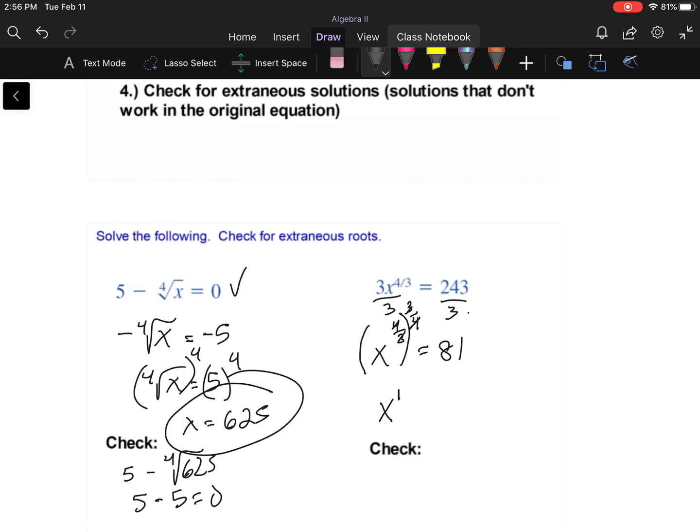So over here, I'm going to go to the 3/4 power. The fourth root of 81, I believe, is 3. And then 3 to the third is 27. So I'm going to check that out. 27 to the 4/3 power. That part right there is going to get me the cube root of that to the 4th power. Well, it ends up giving me 243. So we're good to go.